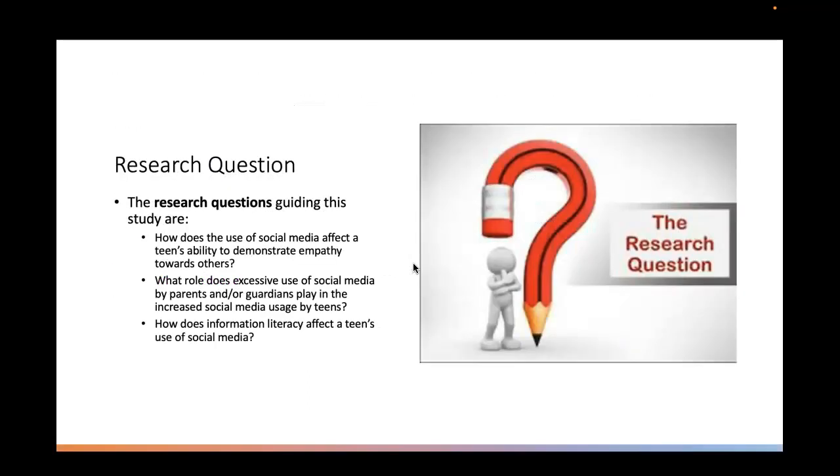Now, your research questions, you want to introduce your research questions by saying the research questions guiding this study are. So my research questions, the examples that I would have is, how does the use of social media affect a teen's ability to demonstrate empathy towards others? What role does excessive use of social media by parents and or guardians play in the increased social media usage by teens? And how does information literacy affect a teen's use of social media? As you can see, none of these are yes or no questions. Each of these are researchable. They are very specific. So these would be considered appropriate research questions.